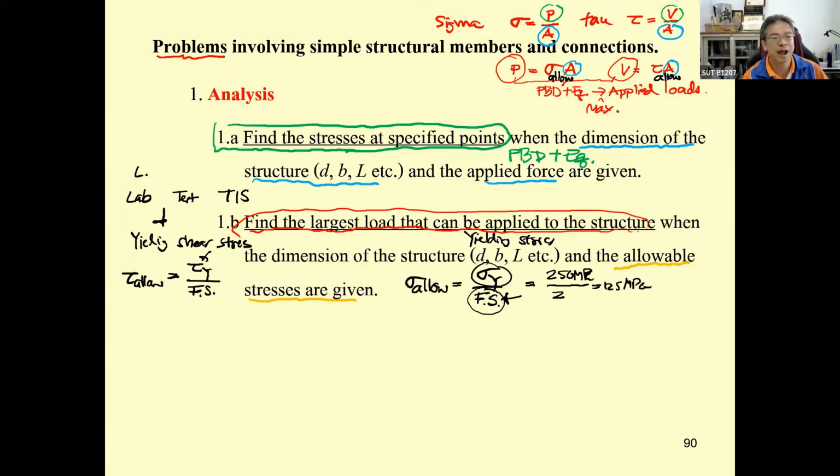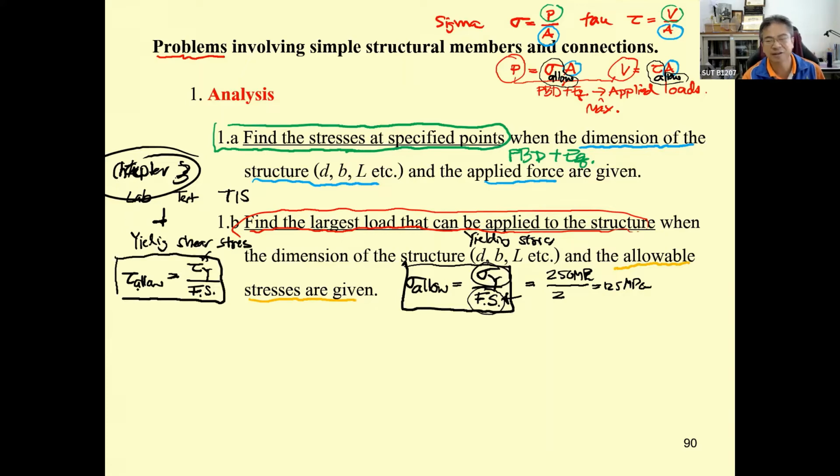We are going to have this one in chapter 3. We will discuss this one later. But for this one, Ajahn will provide you with this value, or Ajahn may ask you to compute it on the basis of this equation. Now, you will find P and V, and again, you may find the largest load that can be applied to the structure.